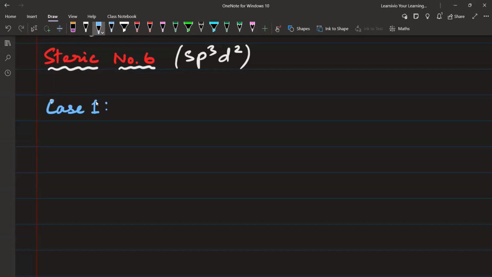6 sigma bond and 0 lone pair. What type of compound will be seen in the case? AB6. Give me an example. I need an example. डर गए बच्चे. SF6. Very good, Shaima. Shaima, did you know this example or you made this example?